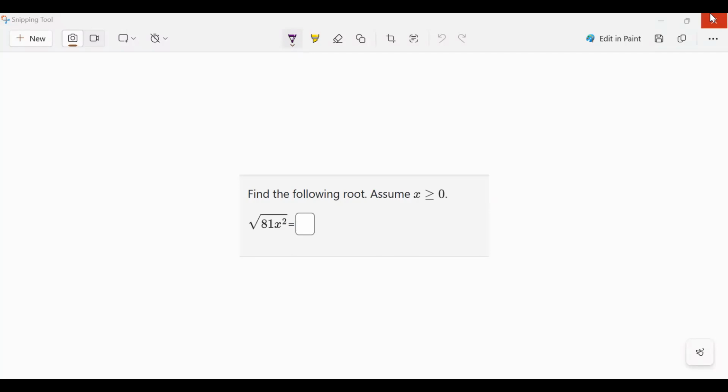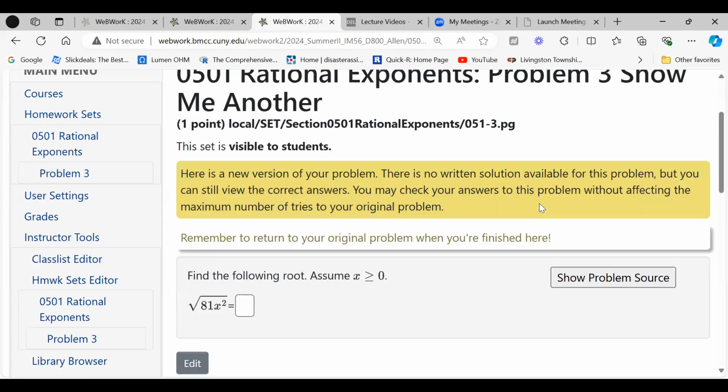So the answer here will be square root of 81, right? We treat it as a 2 square root of x squared. So square root of 81 is 9. Square root of x squared is x. So the answer is 9x. Here, x must be greater or equal to 0. Okay, any question? All right. No, okay, very good.